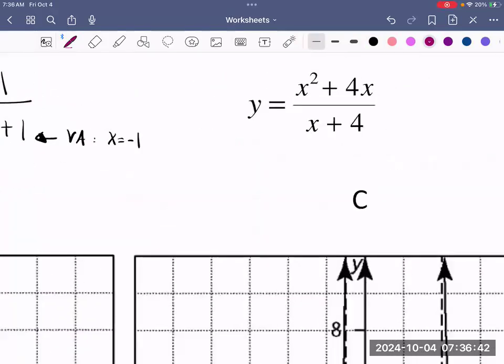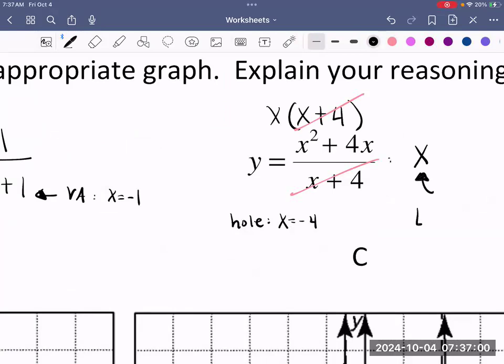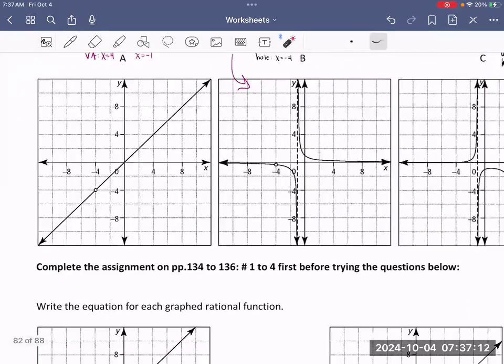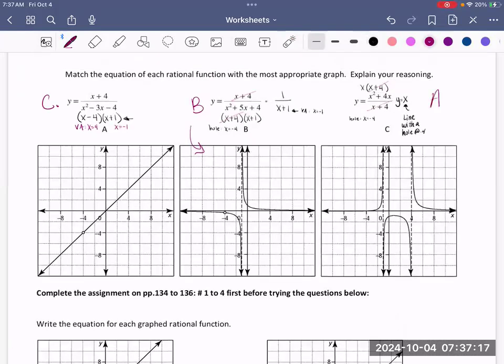And the last one that we have, x plus 4 and the x over here. So again, we've created a hole at x is equal to negative 4. We have the leftover bit of x. Well, this is just a line with a hole at negative 4. So y is equal to x is a line with a hole. So this is A. I really, really love this worksheet.